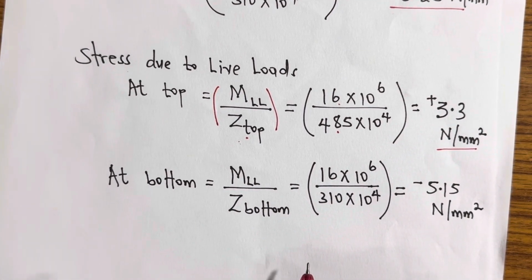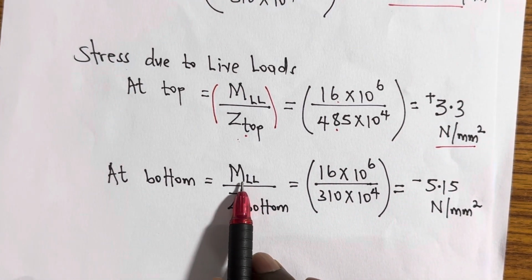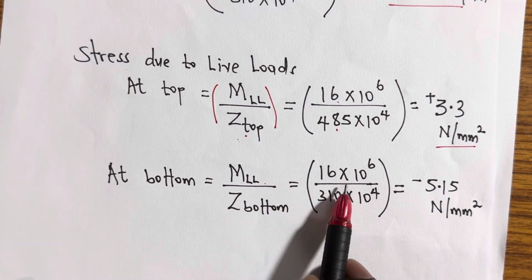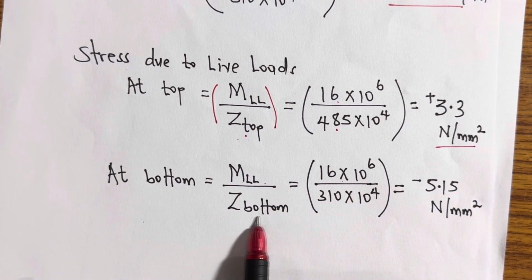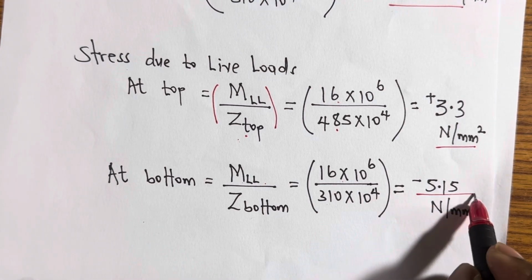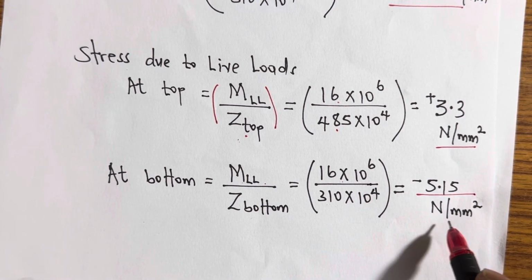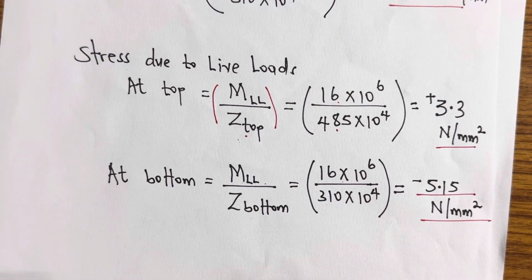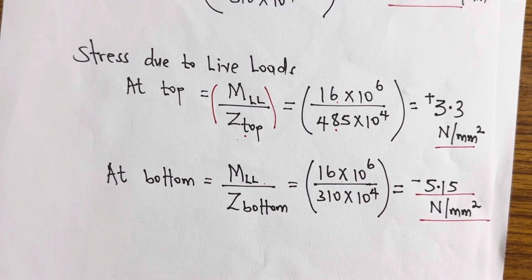Then at the bottom, it is moment due to live load, which is still the same 16, divided by Z at the bottom, which is 310 times 10 to the power 4. The answer is coming to negative 5.15 Newton per mm square. So we are done with getting the stresses due to the live loads. Let us also get the one due to dead load.